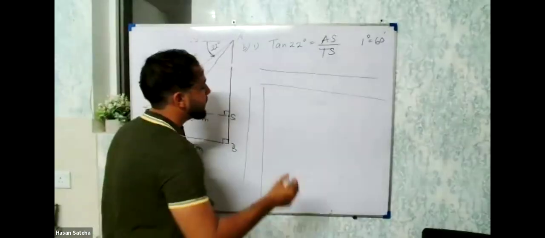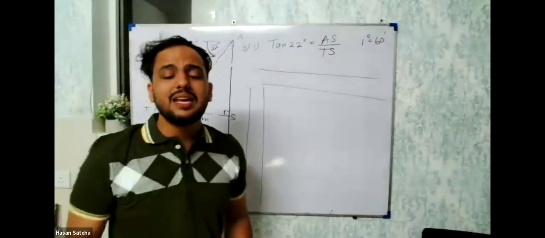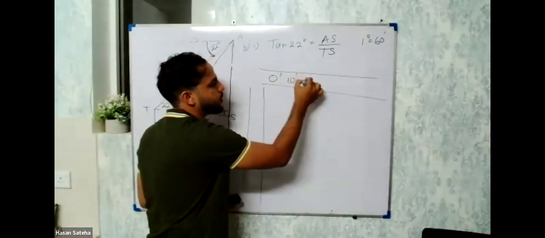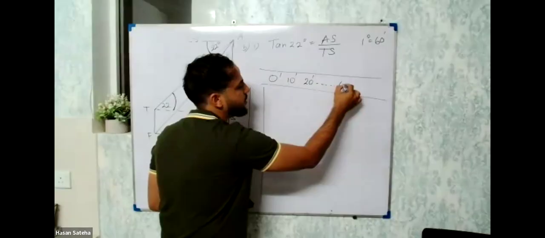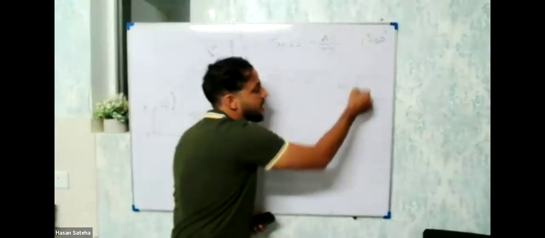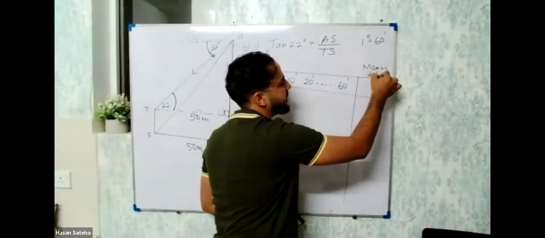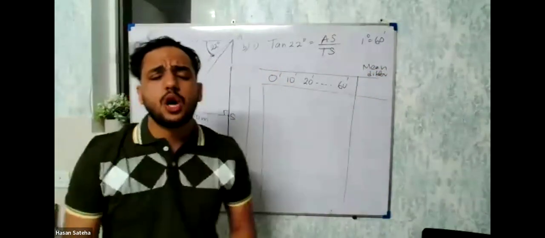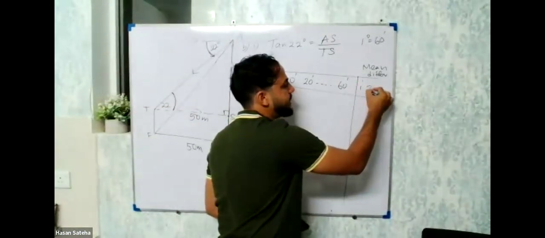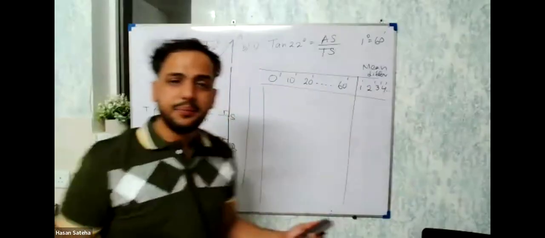Here you have the degrees, and at the top you have the minutes in multiples of 10, right? So that is 0 minutes, 10 minutes, 20 minutes, likewise in multiples of 10 until 60 minutes. After that, there is another column called the mean difference. In the mean difference column, you have the minutes in ones: 1 minute, 2 minutes, 3 minutes, 4 minutes, likewise up to 9 minutes. Same like the log table, right?